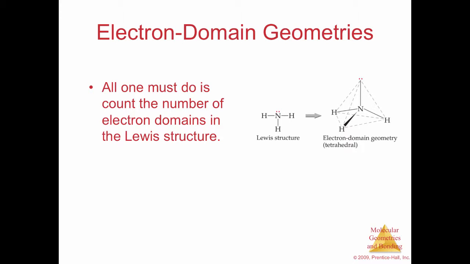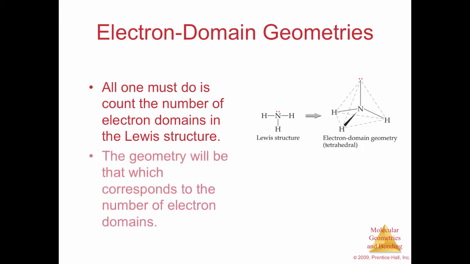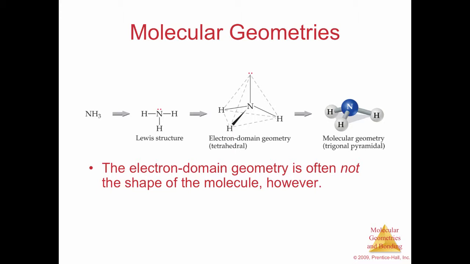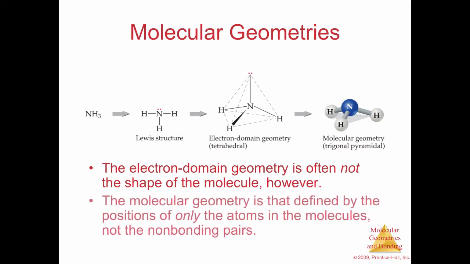All one must do is count the number of electron domains in the Lewis structure. The geometry will be that which corresponds to the number of electron domains. The electron domain geometry is often not the shape of the molecule, however. The molecular geometry is that defined by the positions of only the atoms in the molecules, not the non-bonding pairs.